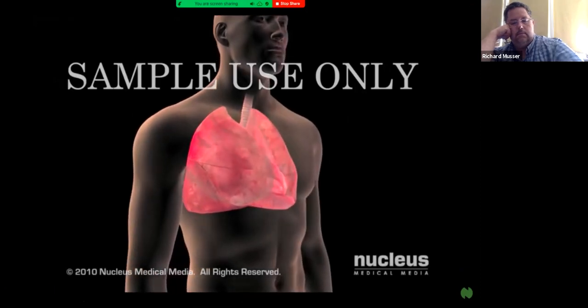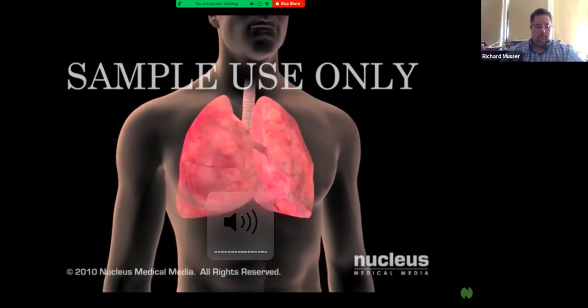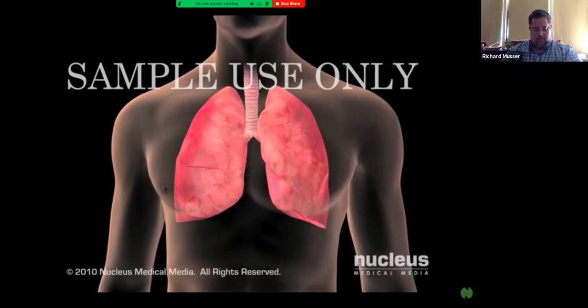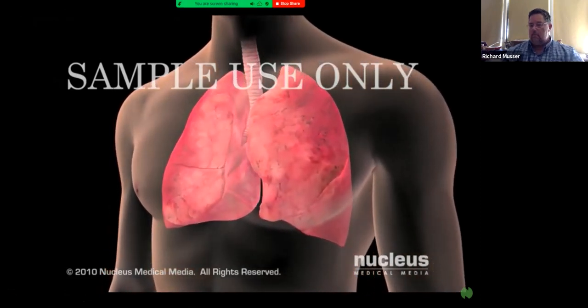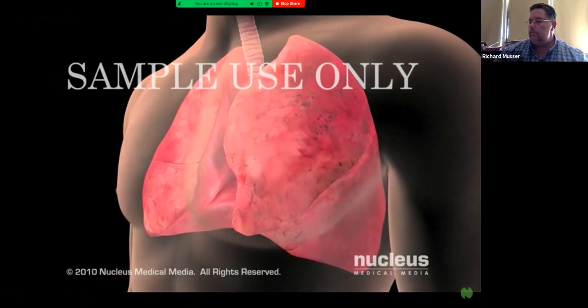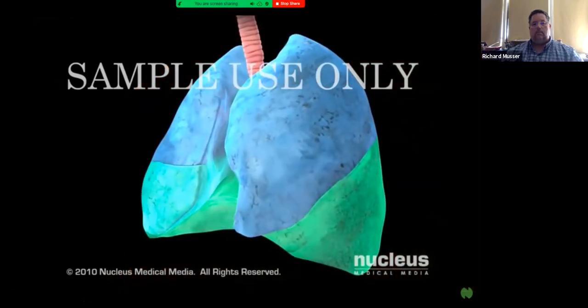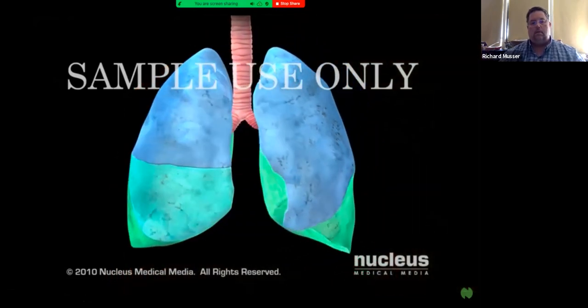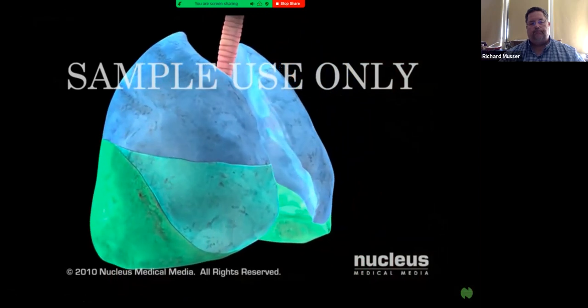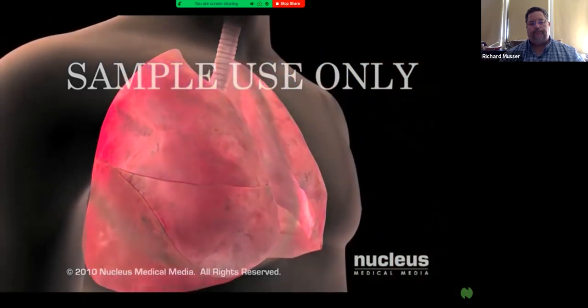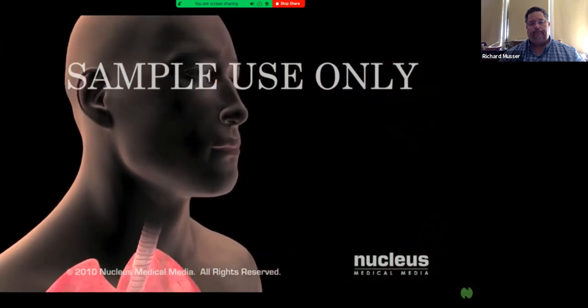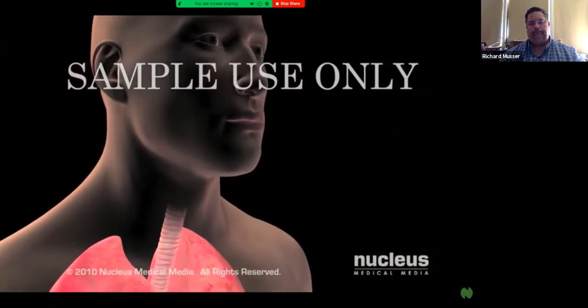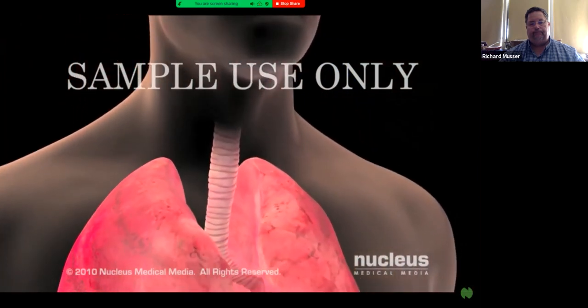Lung cancer is the leading cause of cancer deaths in Malaysia for both men and women. Your lungs are two spongy organs in your chest. The left lung is divided into two lobes, or sections, and the right lung has three lobes. When you breathe in, air enters your nose or mouth and passes into your trachea or windpipe.